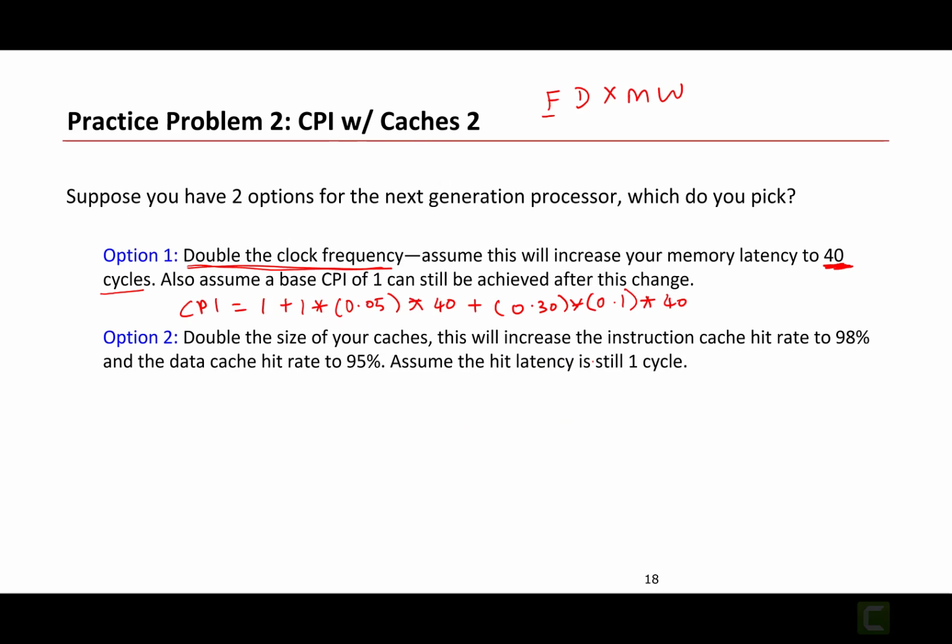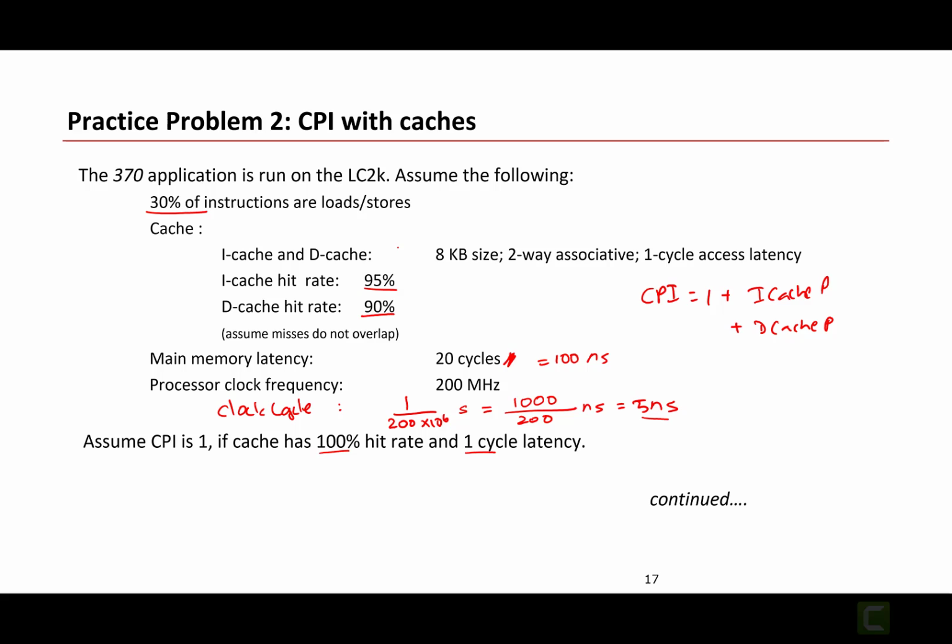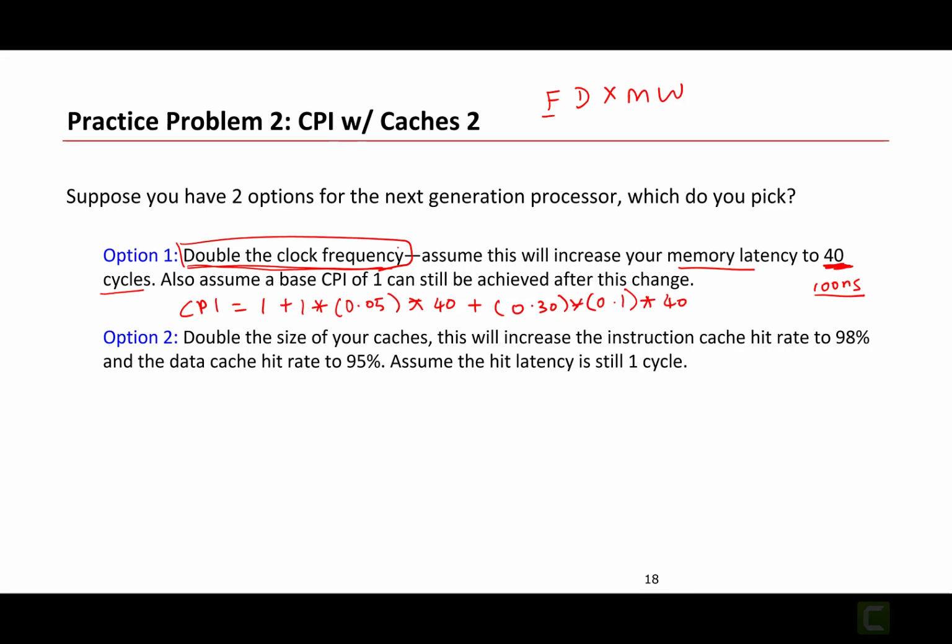That does not change when I double the clock frequency of the processor. So now when I double the clock frequency in option 1, my main memory latency is still 100 nanoseconds, but my clock frequency has doubled. So when my clock frequency doubles, my clock period would reduce by half. Before it was 5 nanoseconds, so now it would be 2.5 nanoseconds. So this would give me 40 cycles for main memory latency.